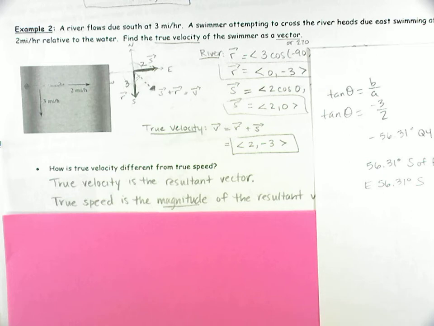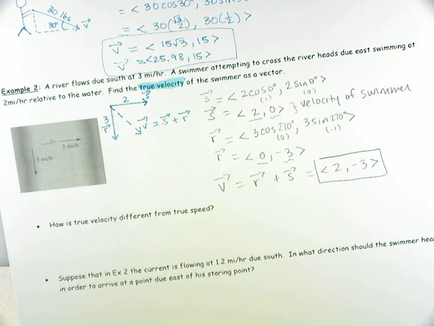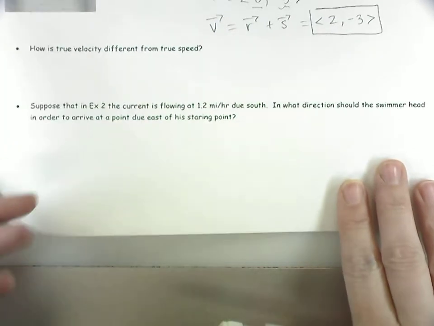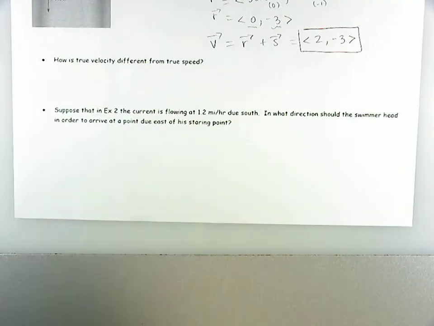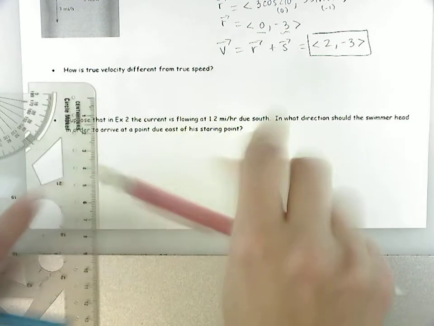All right, for your next one, it says, suppose in example 2 that the current's flowing at 1.2 miles per hour due south. In what direction should the swimmer head in order to arrive at a point due east of his starting point? Was this the opposite one? Yeah, do you remember the shore one that we talked about yesterday? That was a little confusing. This is going to be similar to that, and let's start by drawing a picture.